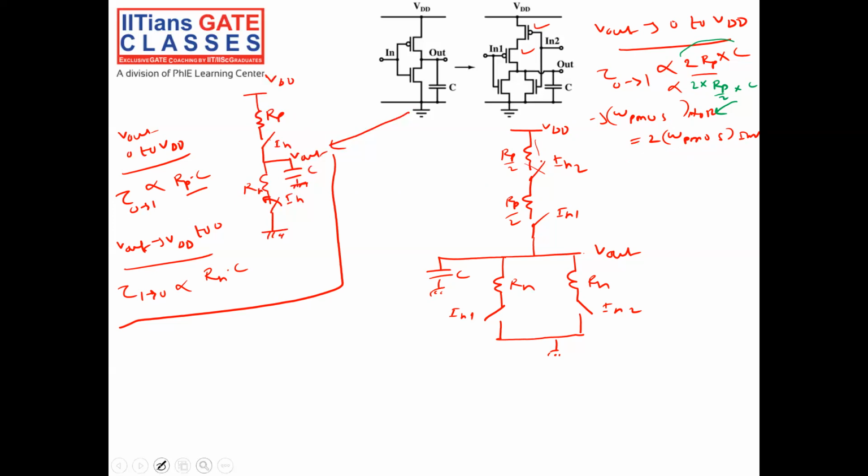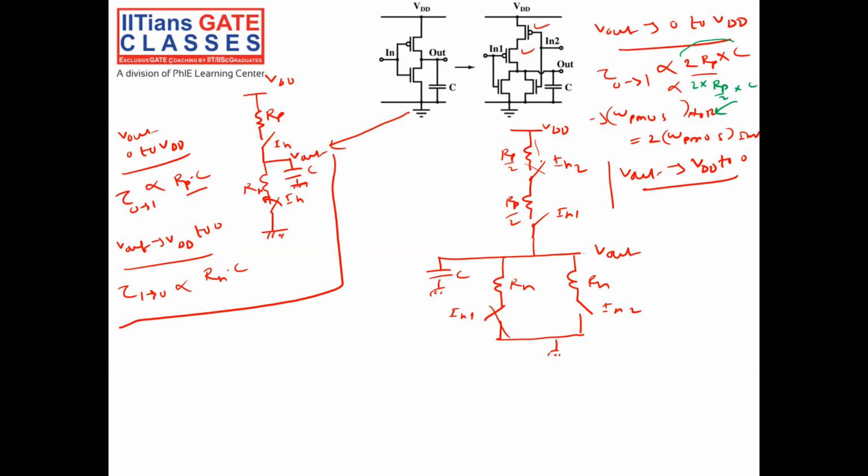Now come to the bottom case. Now when my output wants to go from VDD to 0, the output can go if either one is on. Suppose this is on, it will go through like this, output will go from VDD to 0. Even if only this is on, the output will go from VDD to 0, or both will be on, it will go from VDD to 0. So what is the worst case? The worst case is only one being on.